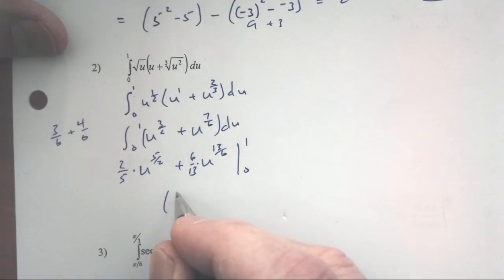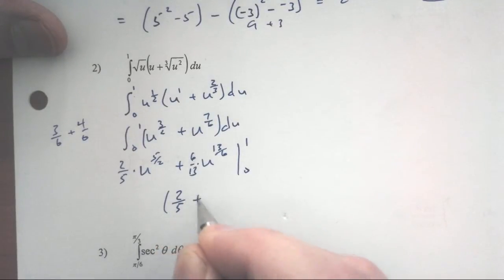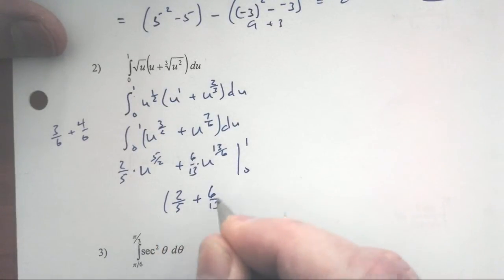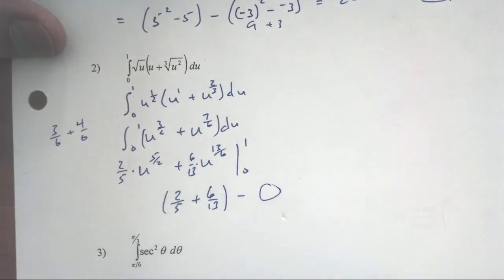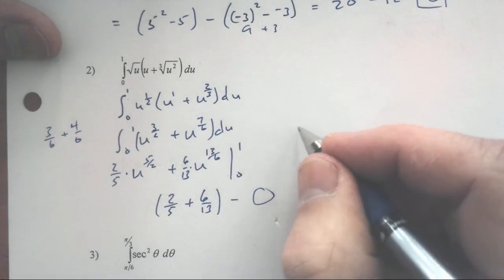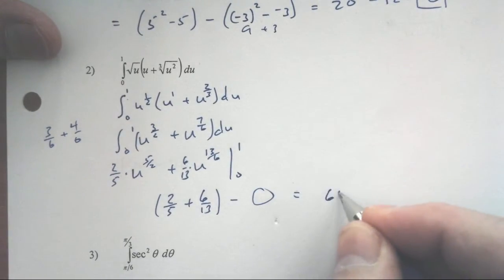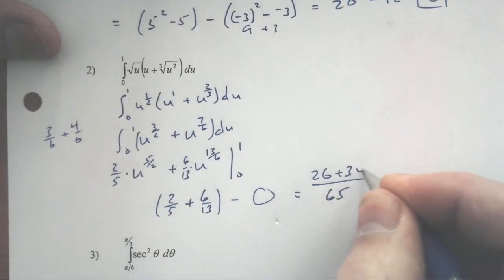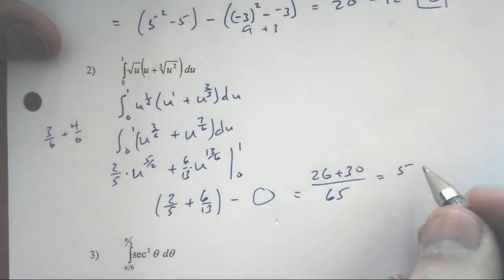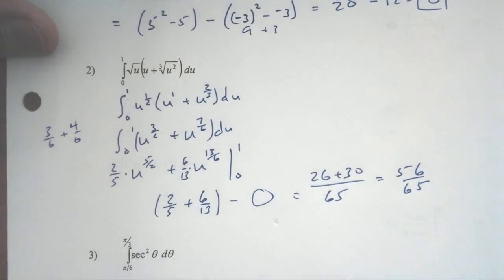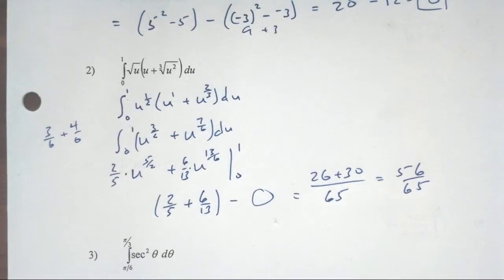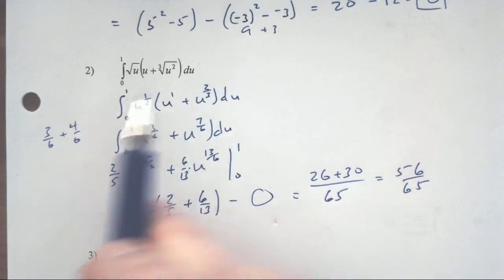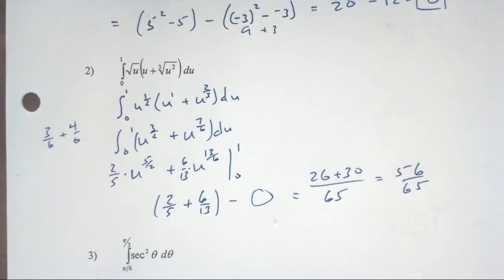I end up with 2/5 times 1 plus 6/13 times 1 minus 0, 0, big 0. So I get on 65. You can go to calculator on this one, but on 65 times 13, 26 times 5, 30. We end up with 56/65. Okay, and again, you're going to be able to use FNN, but your work is definitely going to support. If I just see an answer of 56/65 and the work doesn't support that, no credit.